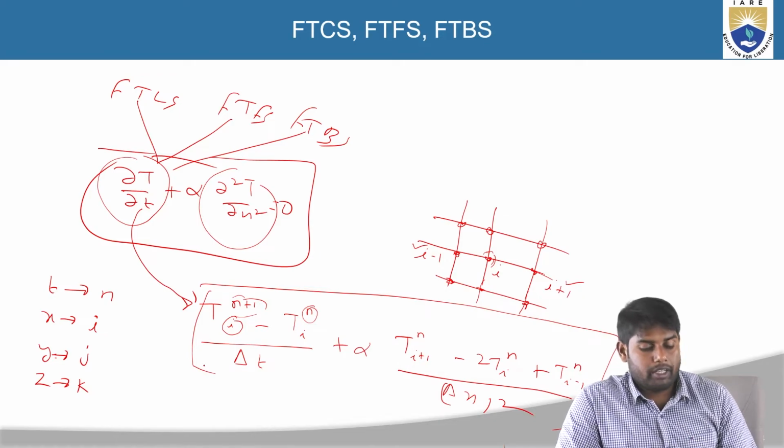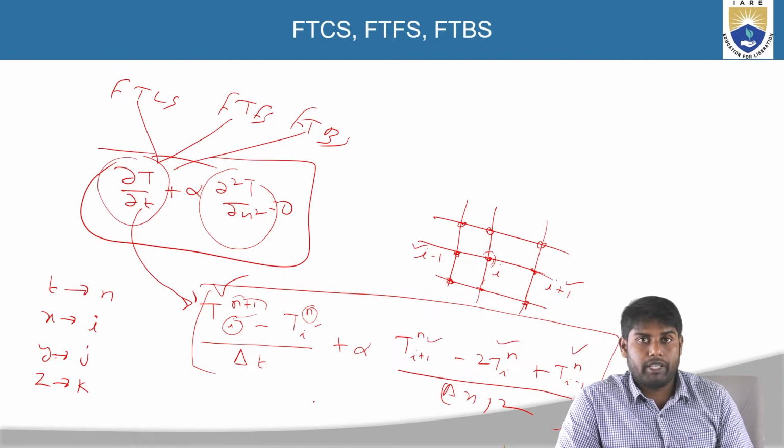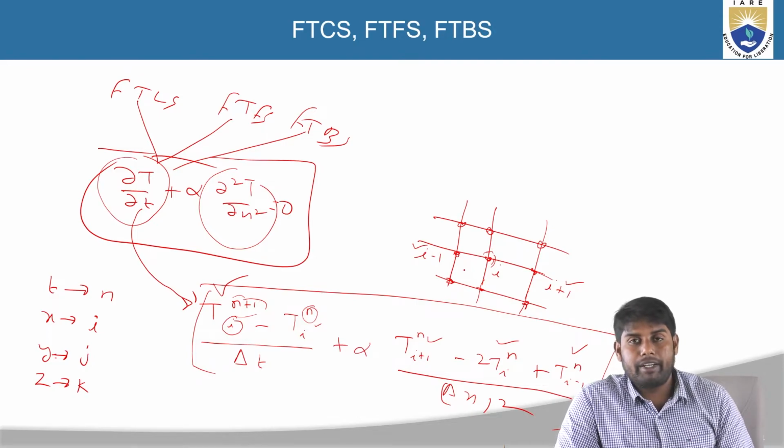Now, if you observe this equation clearly, there is one unknown, which is T of i to the power of n plus 1. This is an unknown value. The remaining ones, all these values, are known. Initially, we will be knowing the value of the temperature at all the grid points, let's say at i plus 1, i minus 1. So these are the initial values.